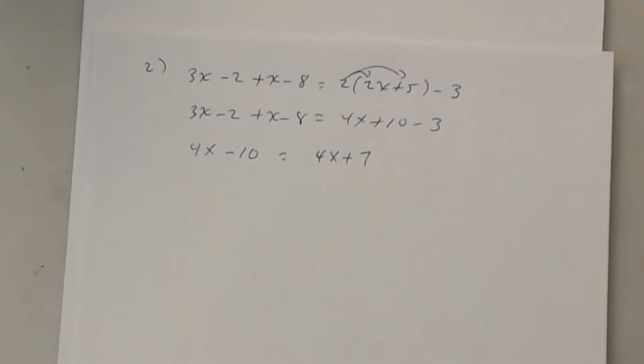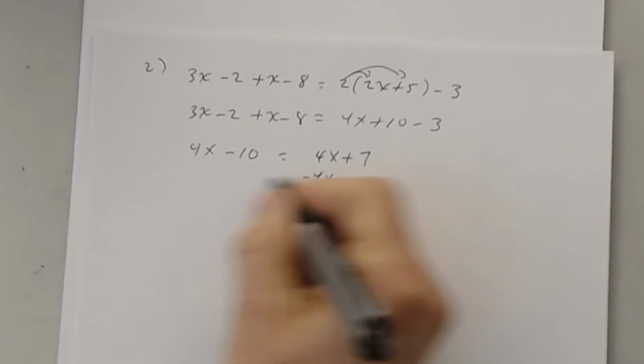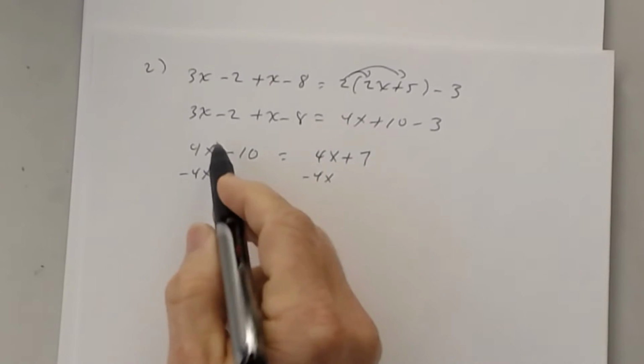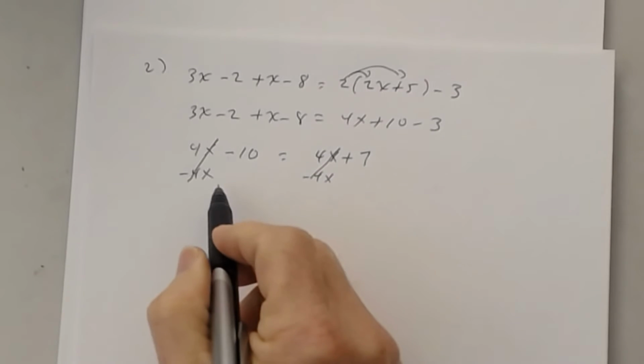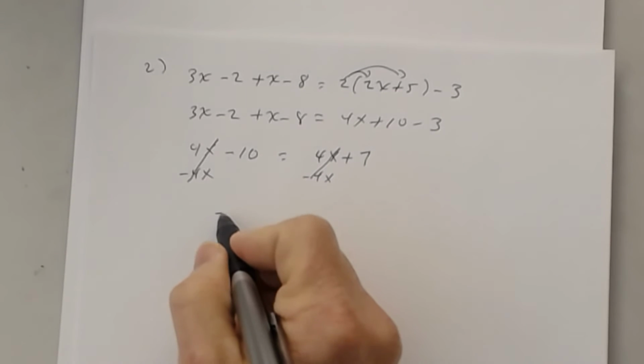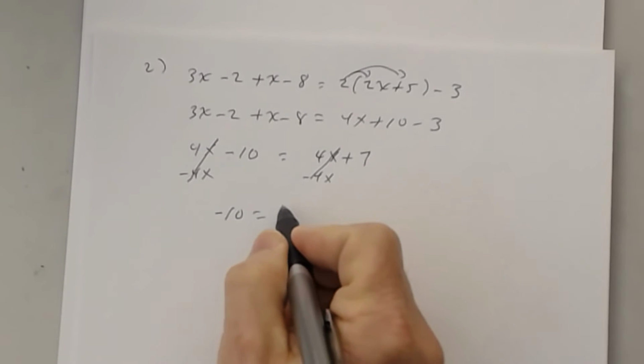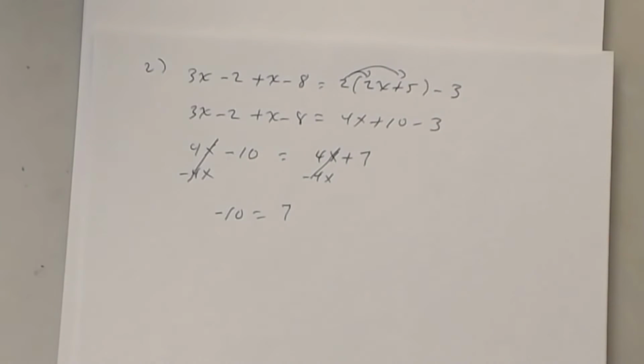Subtract 4x, okay. Now notice what happens when I subtract 4x. Right, so when I combine like terms, the variables disappear. And so on the left side, what's left? And on the right side, what's left? 7. So the variable disappears. But what do you notice about this statement that I just wrote? It's not a true statement. That's a false statement. Negative 10 does not equal 7.